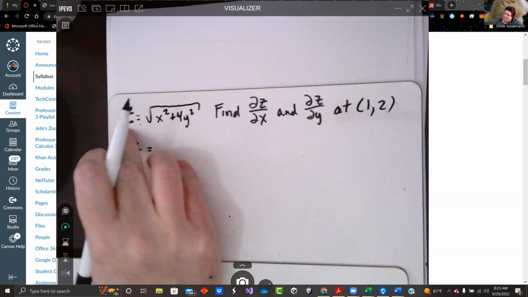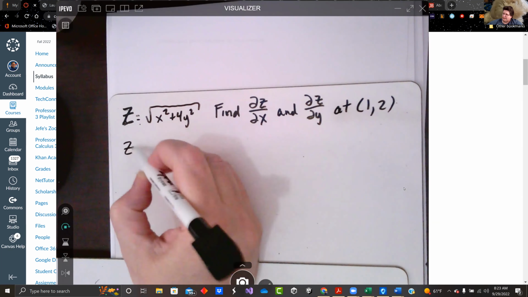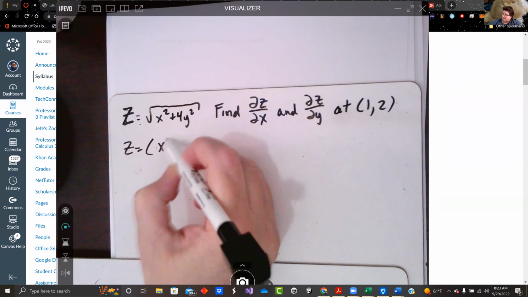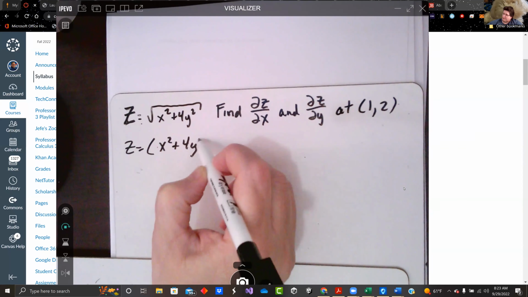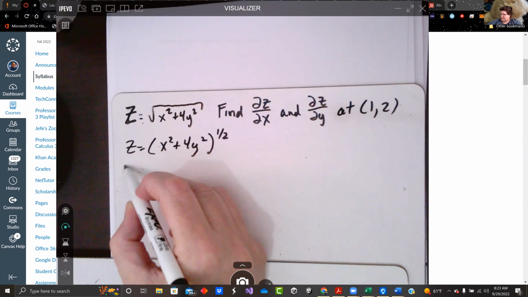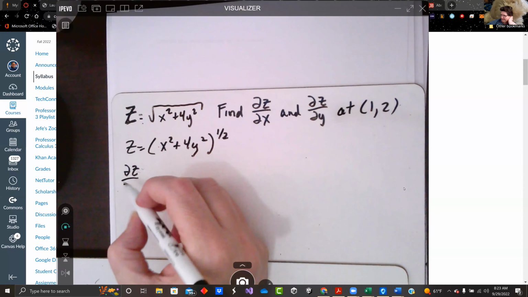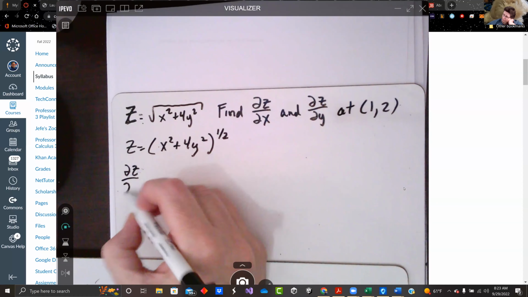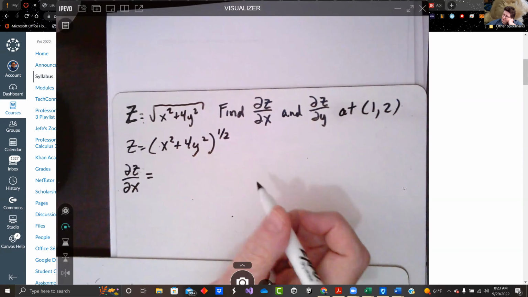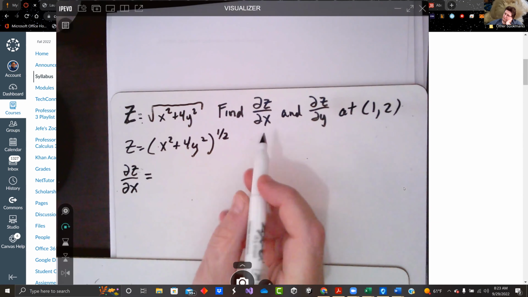Well, I think maybe before I do dz dx, I'm going to rewrite z in a format that I like, which would be exponential notation. Even though it takes up extra space to rewrite it, I'm less likely to make a mistake when I'm looking at that notation, because I can just do a regular derivative with the chain rule.